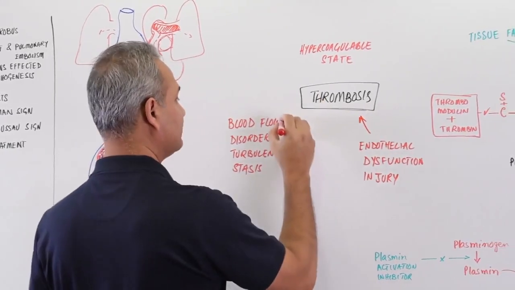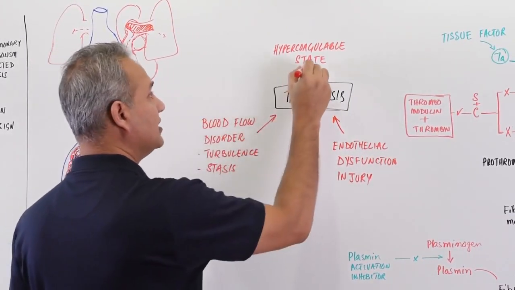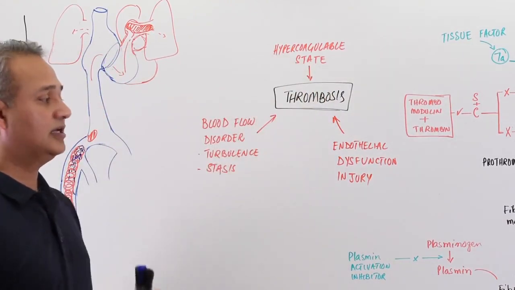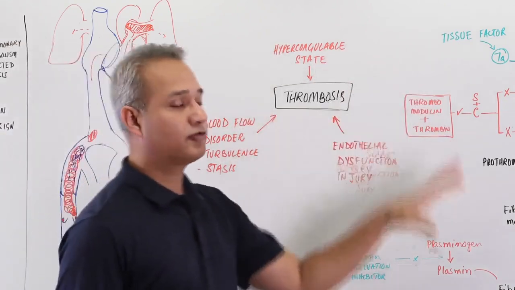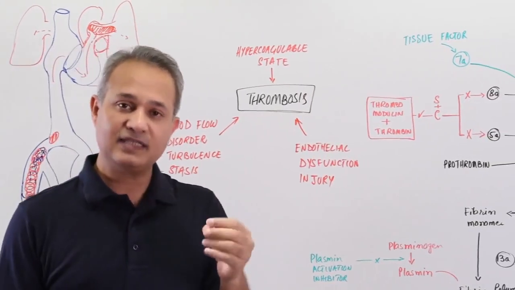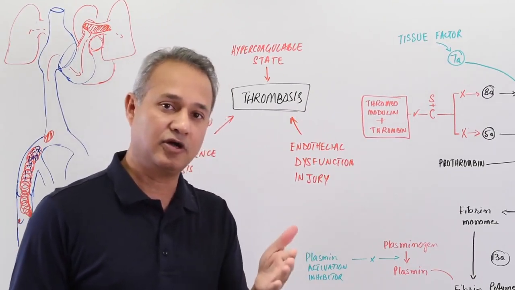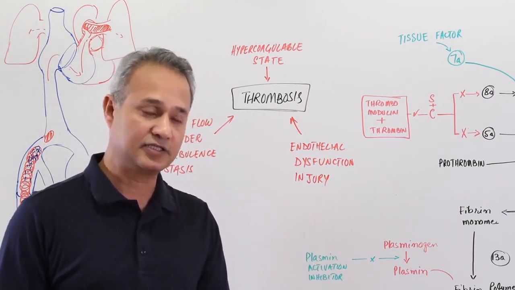So endothelial dysfunction can do it, blood turbulence and stasis can do that, hypercoagulable states can do it. So let's look at the endothelial dysfunction and injury. Look, I have a summary of coagulation cascade over here. If you don't remember or recall the coagulation cascade very well, I would recommend that you look at that lecture first.